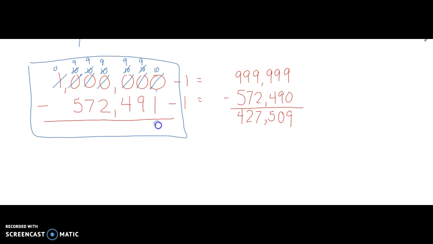10 minus 1 is 9, 9 minus 9 is 0, 9 minus 4 is 5, 9 minus 2 is 7, 9 minus 7 is 2, 9 minus 5 is 4, and 1 minus nothing is nothing. Look. Lovely.